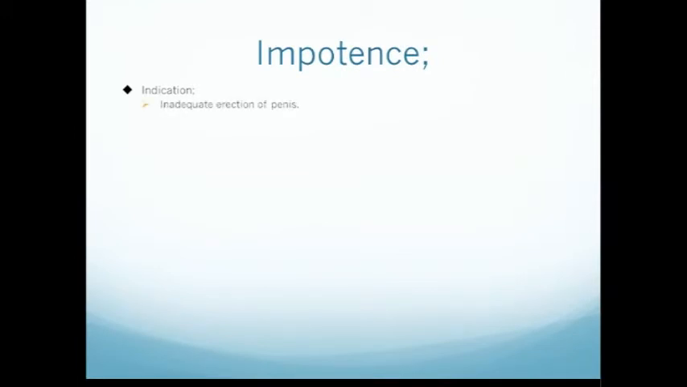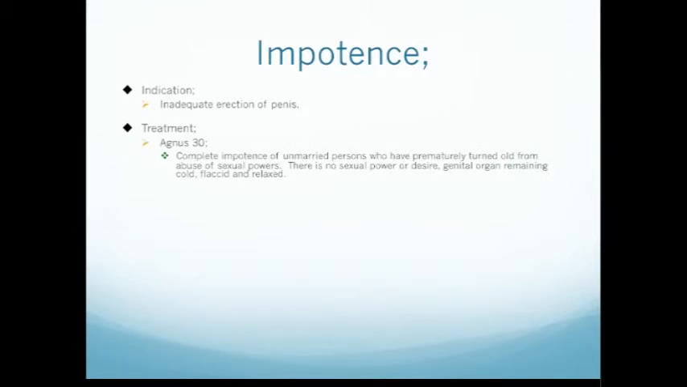Impotence, inadequate erection of the penis. Agnus castus 30 can be used to treat this. This is for complete impotence of an unmarried person who has prematurely turned old from abuse of their sexual powers. There is no sexual power or desire left, the genital organ remaining cold, flaccid, and relaxed.